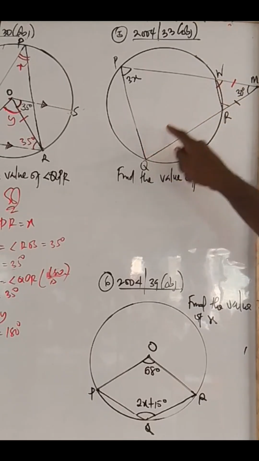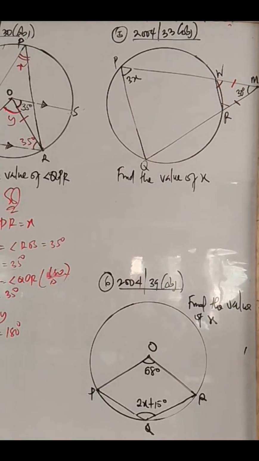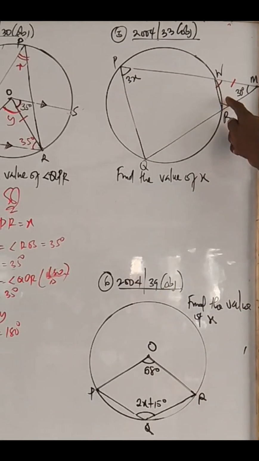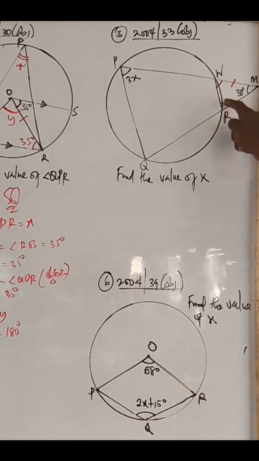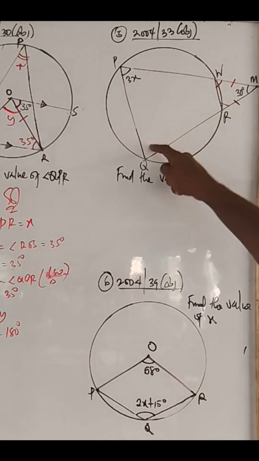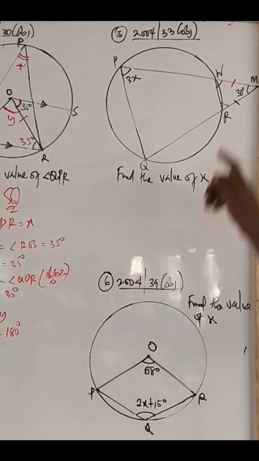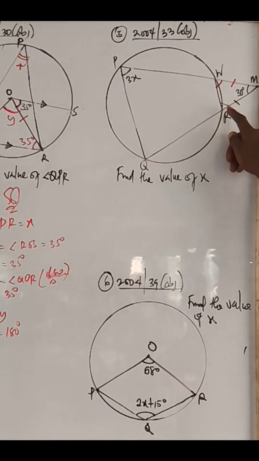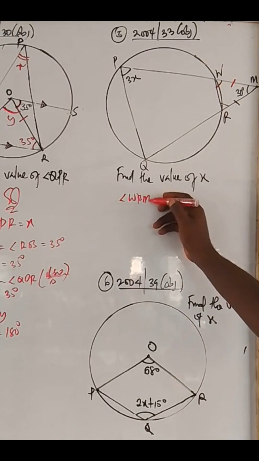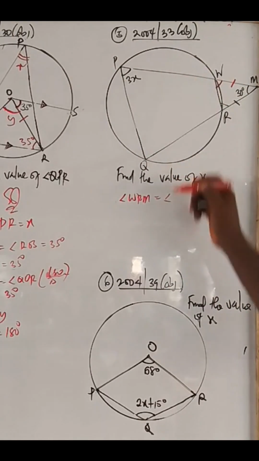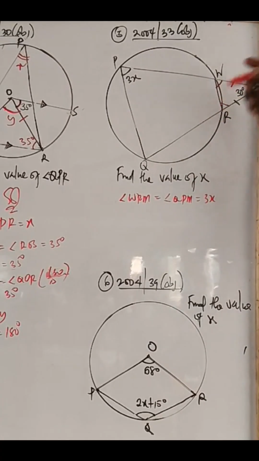So this angle here and this angle here, they are the same. Or we can also say this one here and this one here are also the same. So if you are checking this equals this, or this equals this, because these two angles are equal, any of the two works. So in this case, you are going to take this and this. So this angle is WRM. Angle WRM equals angle QPM, which is 3x.